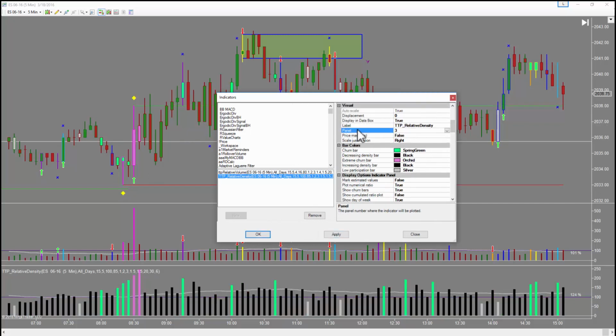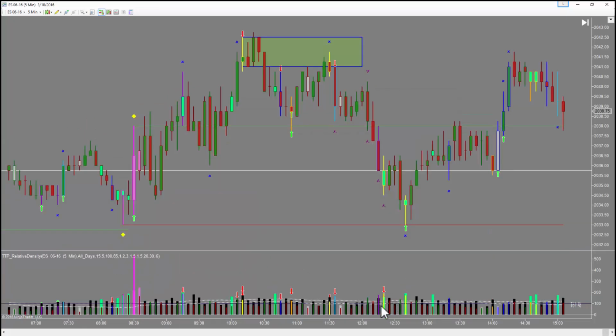Then I merely plot that on the same panel as the relative volume, and it will plot behind the relative volume. So the relative volume is on top, the relative density is behind, and the relative density will color the inside of the bar, the body of the candle, and the relative volume will color the outline of the candle and the wick. Okay, and it's the relative density that gives us a look into the degree of churn, and we'll cover that in the next video.